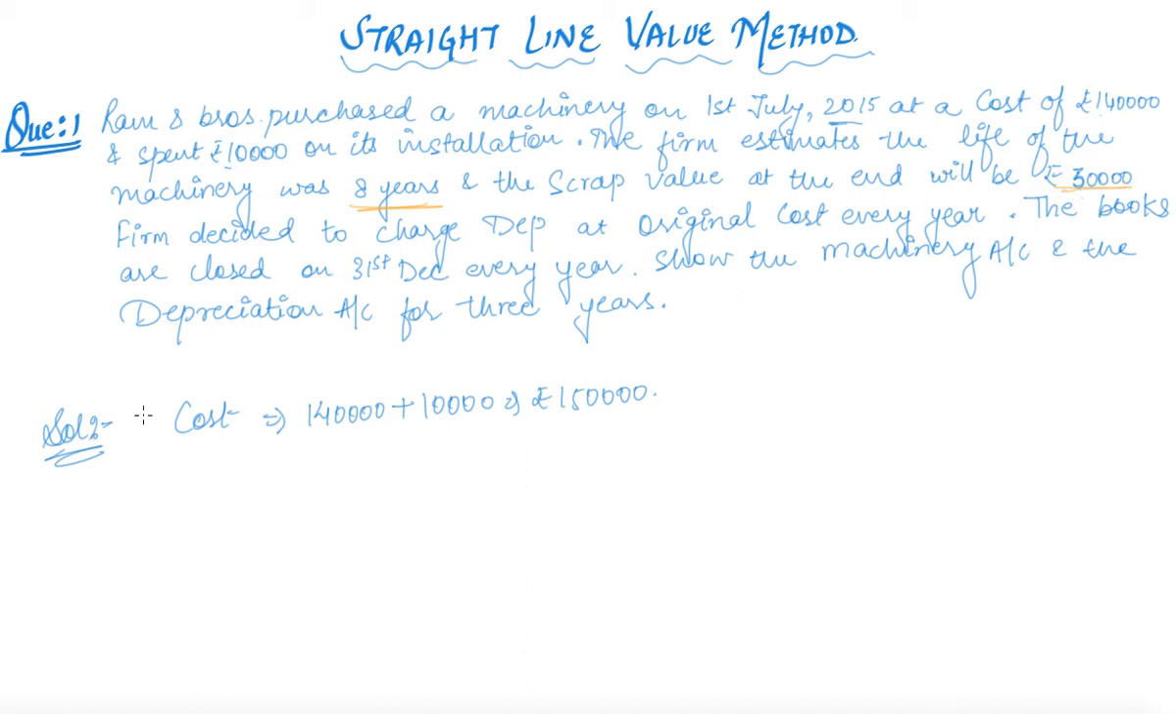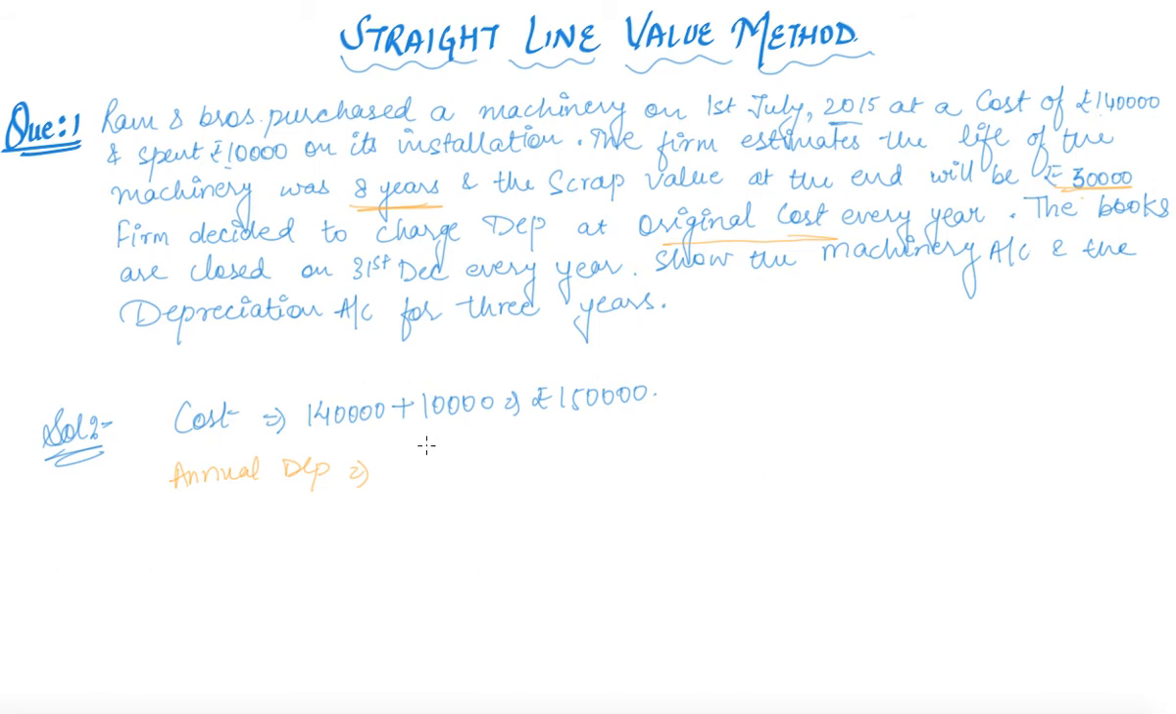It means that in the question the depreciation rate or the depreciation amount is not given to you. We are required to compute the rate of depreciation as well as the amount of depreciation. So first of all, let us compute the amount of depreciation. The annual depreciation will be equal to, okay, first of all we are required to know which method is to be used. The firm decided to charge depreciation at original cost every year. It means that the depreciation is required to be computed by using the formula of straight line method, right?